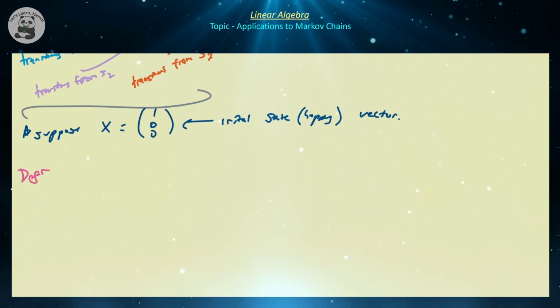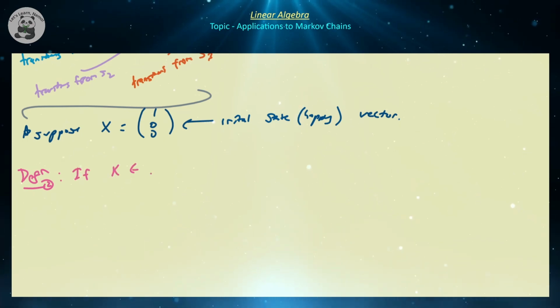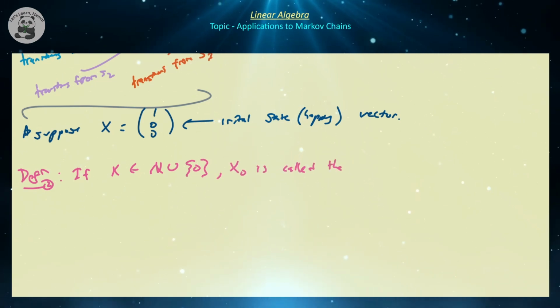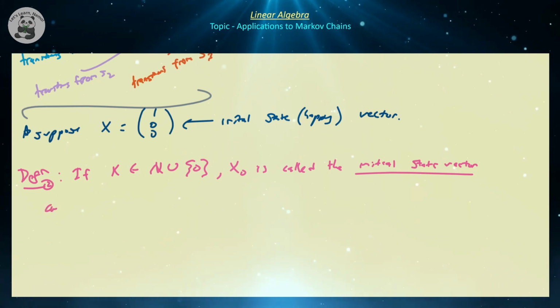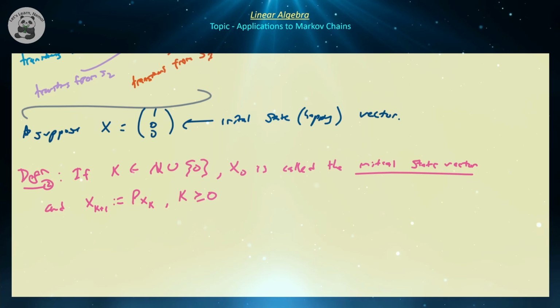So next definition, and this definition is practically the highlight. So let's assume that k belongs to the natural numbers union 0. Then x0 is called the initial state vector, so you already know. And we're going to denote x_{k+1}, the state at time k plus 1, we're going to define this to be equal to P times x_k. And obviously this is going to hold for k greater than or equal to 0.